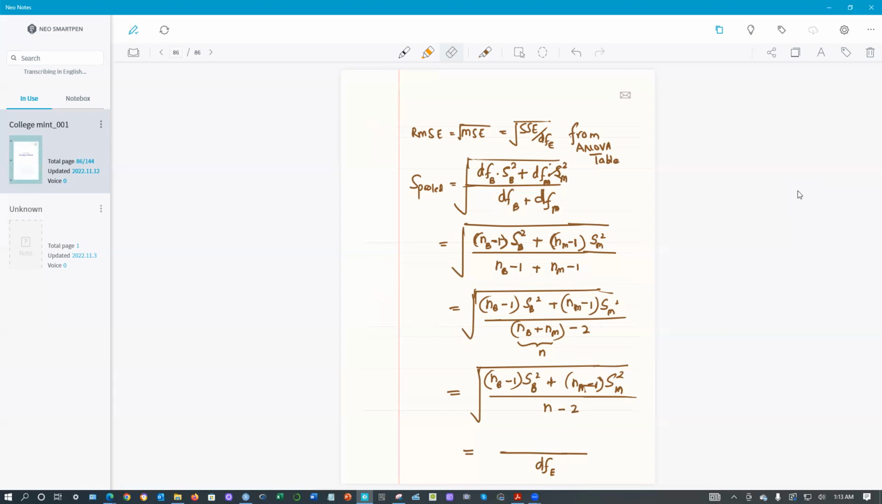So this is y minus y bar. This one is nothing but the sum of squared residuals. Same thing, that's why it's mean square error, square root, mean square error. Root mean square error, the same thing.